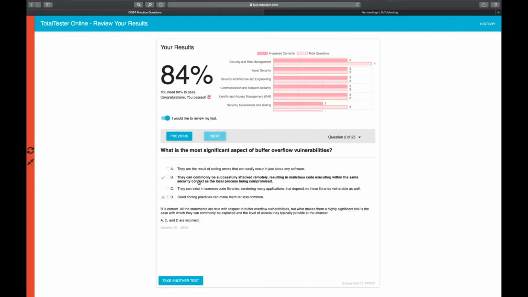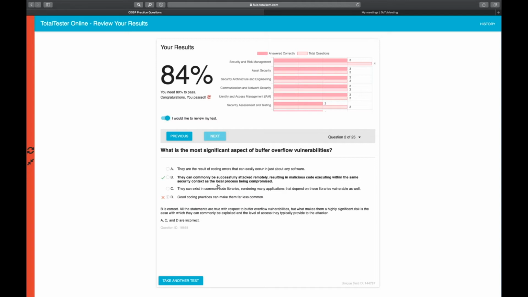They commonly can be attacked remotely, resulting in a buffer overflow. The most significant aspect of a buffer overflow? All of the statements are true with respect to buffer overflow vulnerabilities, but what makes them a... That was the answer I picked. I was going to say that all of these are basically true, but I'm guessing the reason they pick B is because you can attack it remotely. That's probably why.